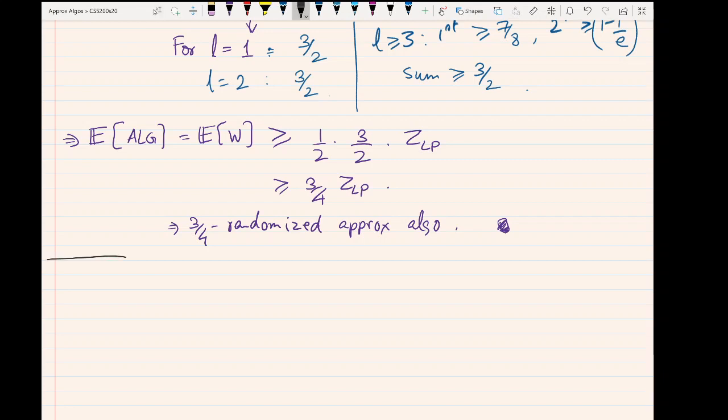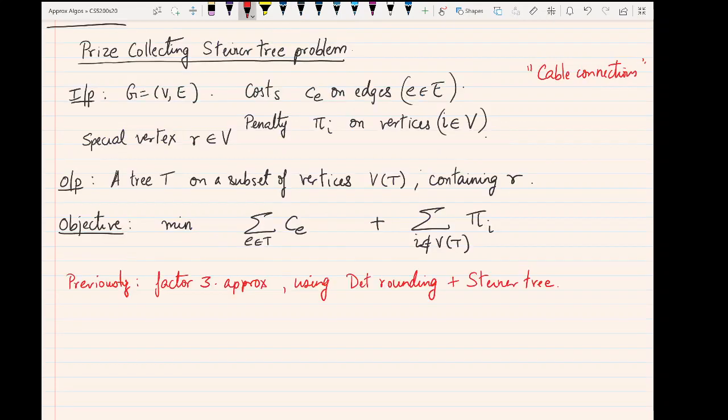Now let's move on to the next problem, which is the price collecting Steiner tree problem. Okay, so recall the definition of the price collecting Steiner tree problem. We have referred to this as the cable connection problem. So the input is a graph, where you have costs on the edges, the costs are non-negative, and we have a penalty on the vertices. Okay, so the penalty is applied to vertices that you miss out on.